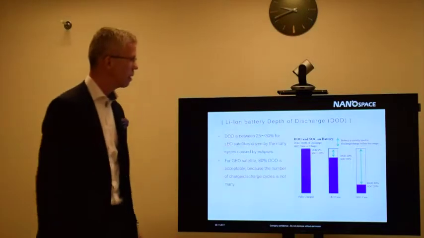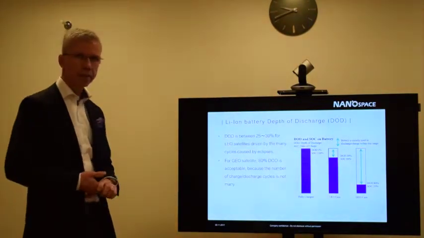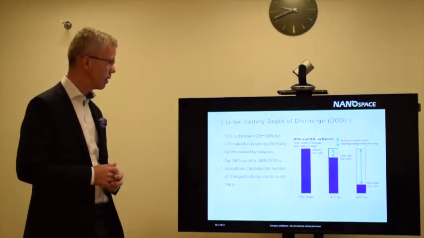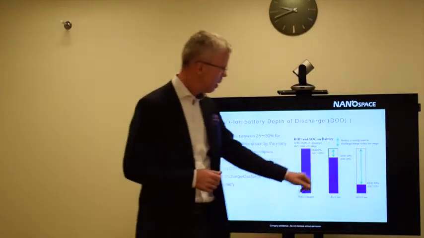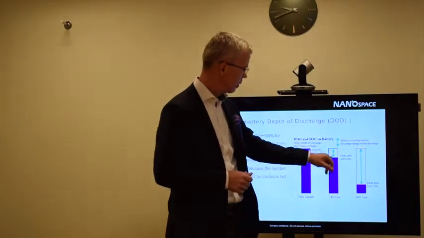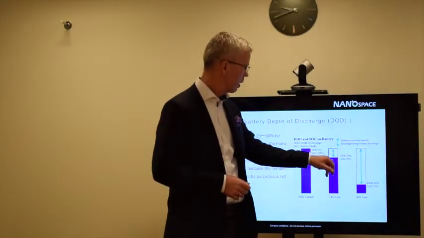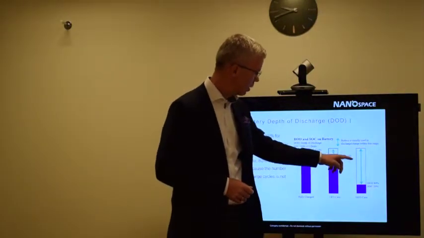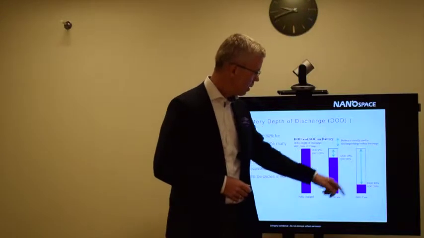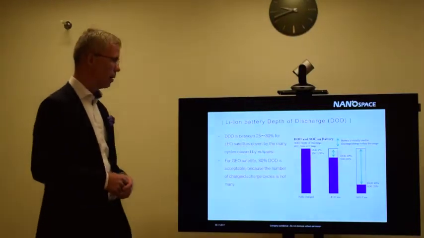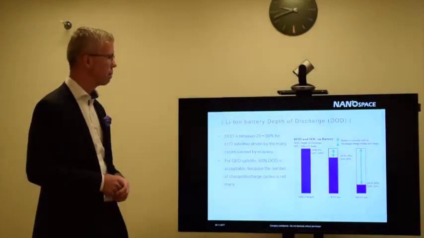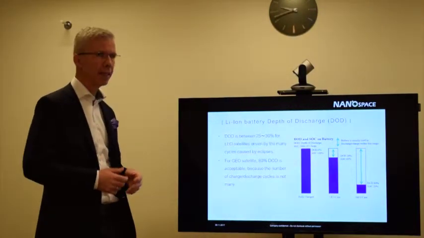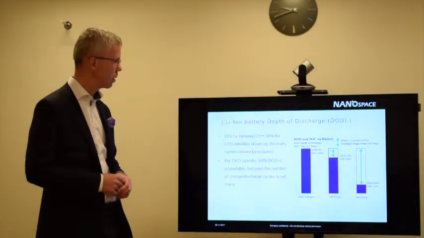shallow depth of discharge. You don't want to discharge too much. This you know much better than me, but typically for a LEO satellite which has eclipses, you try to stay in this region, 20% discharge only, and on a GEO satellite you can allow to go down to 80% discharge, simply because the number of cycles is much lower.